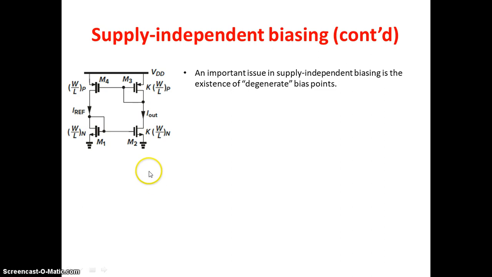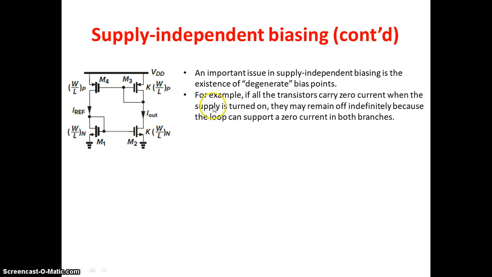Suppose initially, before turning on my device, my I out and I reference were 0, meaning none of the transistors would have been turned on. That is the problem we are going to face. If I give the power supply also here, there is no path for current to flow at the starting stage from M3 to M2 or M4 to M1. That's why it remains in a zero looping configuration itself. It is not going to turn on at all.